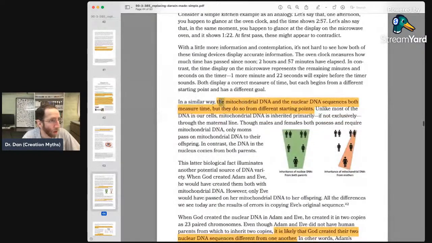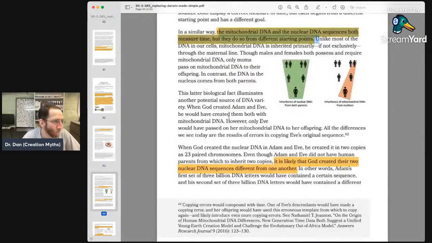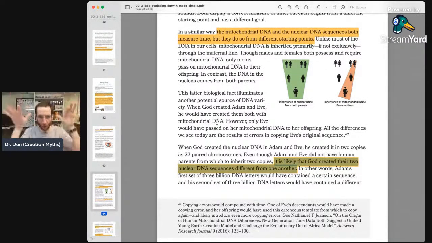Okay, in a similar way, the mitochondrial nuclear DNA measure time, different starting. I don't care about this. Oh, so now he's getting into the concept right here of created heterozygosity. He's saying we can get enough diversity through created heterozygosity because Adam had his copies, Eve had her copies. Everyone's got 2 of each chromosome. They all have lots of differences, so you can shuffle them up and get lots of new combinations of sequences, and that's how you get all the diversity you see today.